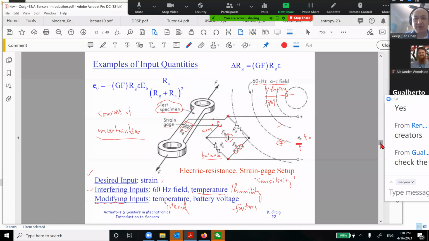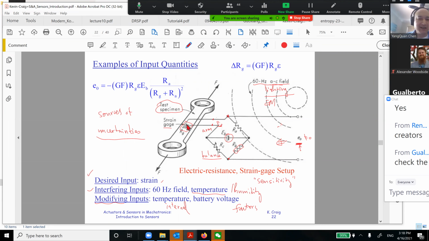So let's see an example, okay? This example is an interesting example. So now you can see what the desired input is. This strain, the strain of this part, okay? So if I apply force to stretch it, then here, this is a strain gauge. It's supposed to give you a change, okay? A change in the resistance.